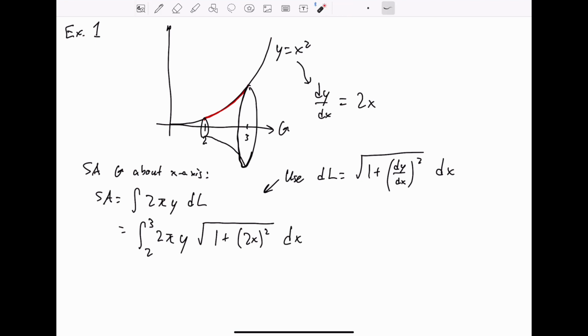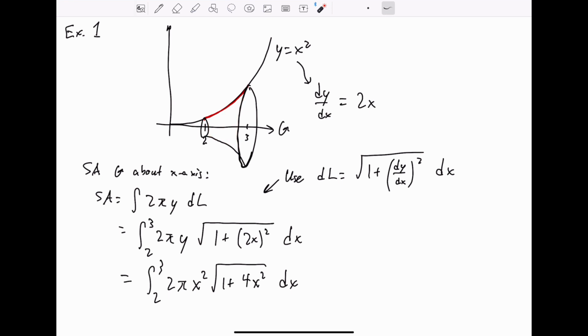We have a bit of a problem here because we're integrating with respect to x, but we have a y. We can't mix the variables like this. I can't have x's and y's in the same integral. How do we fix this? Well, I'm told that y equals x squared. So I simply take the expression x squared and use that instead of y. So the final integral here to set up this problem is 2 pi times x squared times the square root of 1, and I'll just go ahead and square the 2x, so that's 4x squared, dx. This integral describes the surface area of this three-dimensional solid.